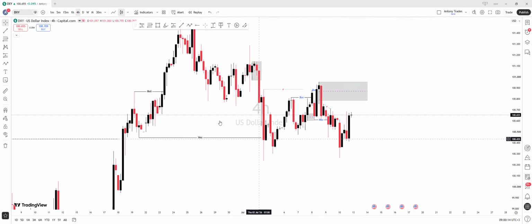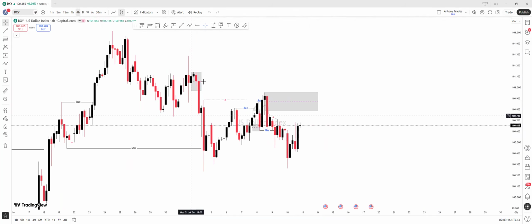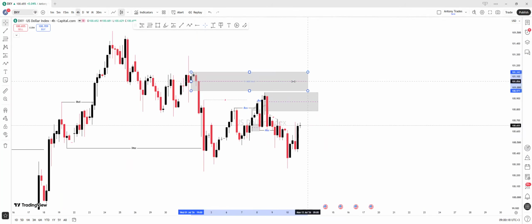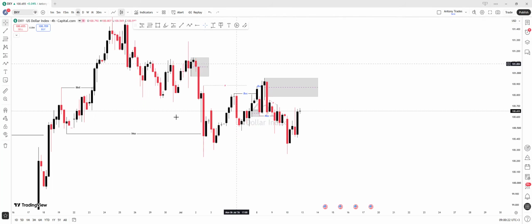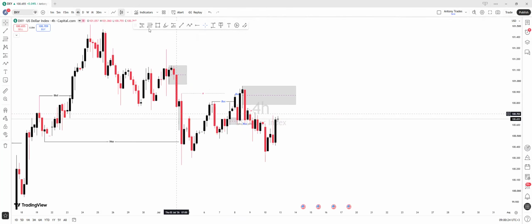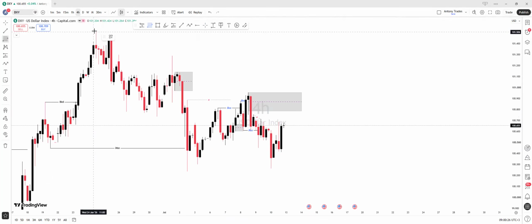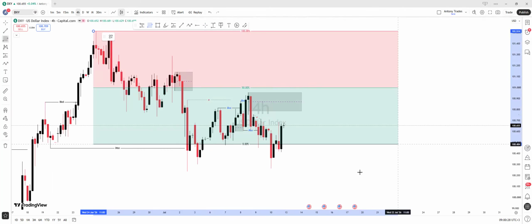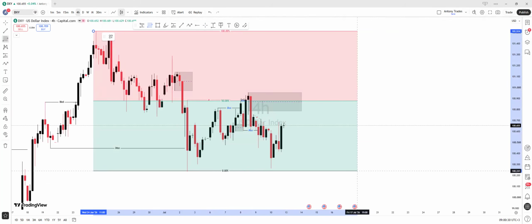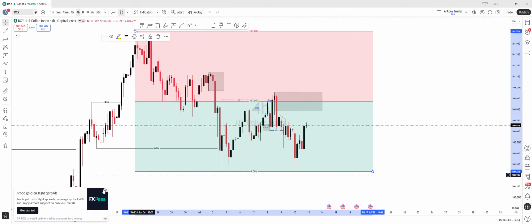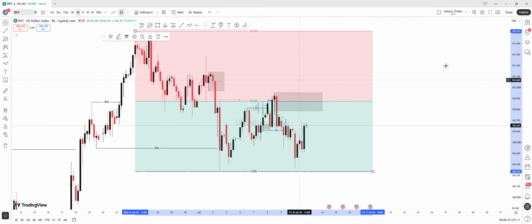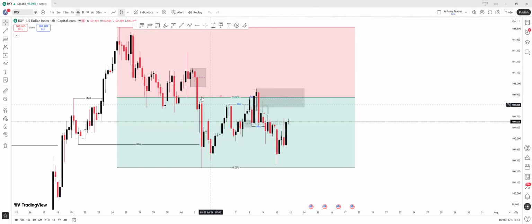So after this break of structure, what are we seeing? I had this point of interest here, but the DXY missed this order block, but it did something very interesting. If I pick the Fibonacci and place it from the high all the way to the low, I can see that the market traded to the premium. And most important, the market swept this high here as liquidity. So we have a sweep of liquidity and then a reaction to the downside.